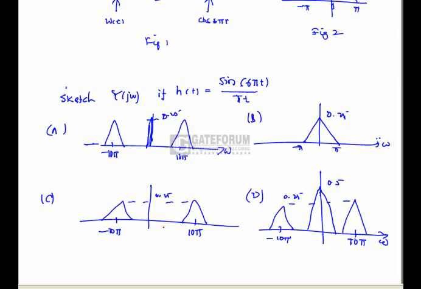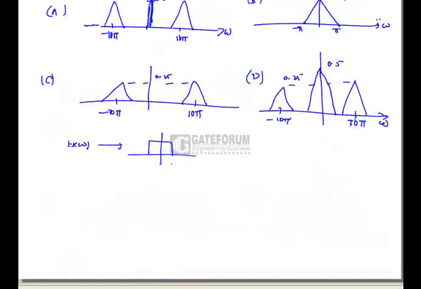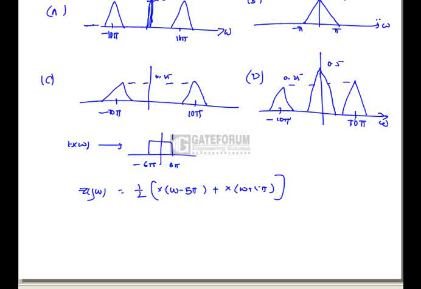Consider the system depicted in figure 1 shown below. The Fourier transform of the input signal is depicted in figure 2. Let z of t and z of j omega be a Fourier transform pair, and y of t and y of j omega be a Fourier transform pair. See here, H of omega in the frequency domain is represented from minus 6 pi to 6 pi, with magnitude 1. We are passing z of j omega, that is 1 by 2 x of omega minus 5 pi plus x of omega plus 5 pi, through this one. So the complete z of j omega is passed through H of j omega.